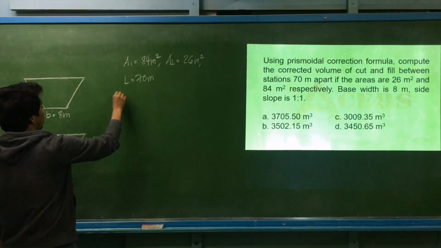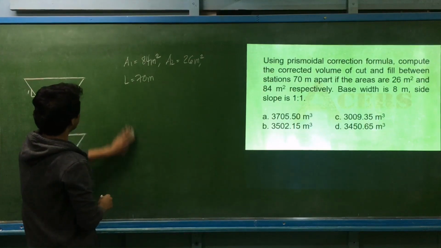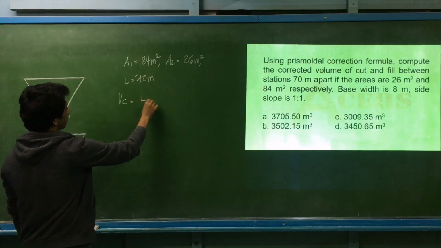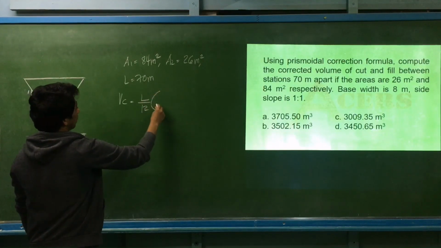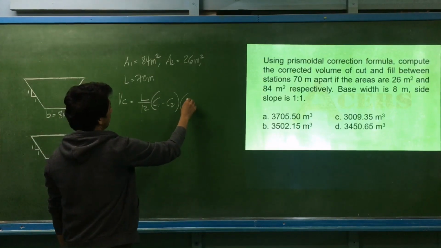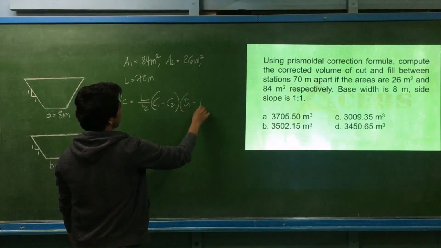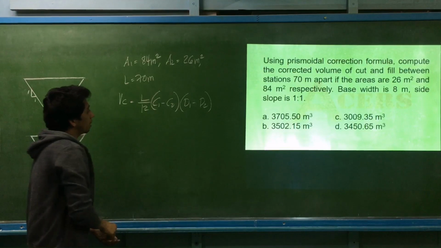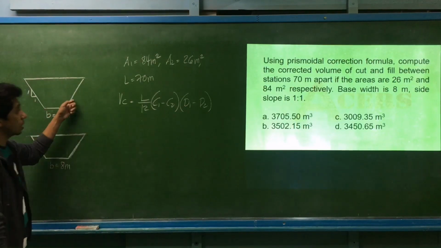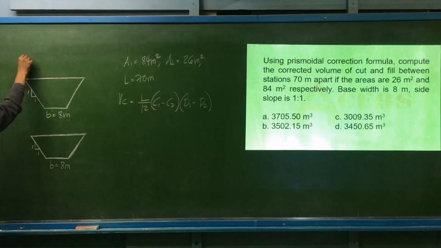That is, we have the volume correction, sabihin na lang natin B sub C. It is the same as L over 12 multiplied by C1 minus C2 multiplied by D1 minus D sub 2. So all we have to do is to determine the value of C1 and C2 from this cut. So ano ba yung ating D?